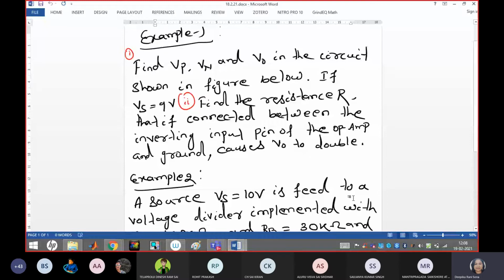So let's see. The second part was: find the resistance R that, if connected between the inverting input pin of the op-amp and ground, causes V0 to double. So how much answer did you get, those who have solved? Can you please tell me your answer? Ma'am, 100 by 9 kilo ohm, 11.11 kilo ohm.